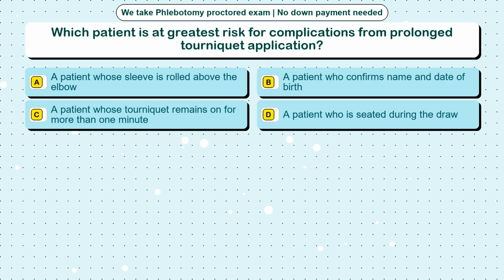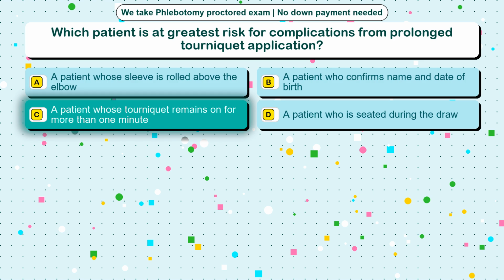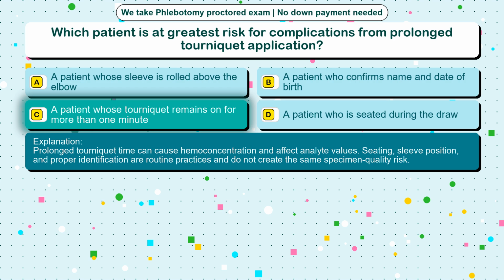Question 42. Which patient is at greatest risk for complications from prolonged tourniquet application? Option A, a patient whose sleeve is rolled above the elbow. Option B, a patient who confirms name and date of birth. Option C, a patient whose tourniquet remains on for more than 1 minute. Option D, a patient who is seated during the draw. The correct answer is option C, a patient whose tourniquet remains on for more than 1 minute. Prolonged tourniquet time can cause hemoconcentration and affect analyte values. Seating, sleeve position, and proper identification are routine practices and do not create the same specimen quality risk.